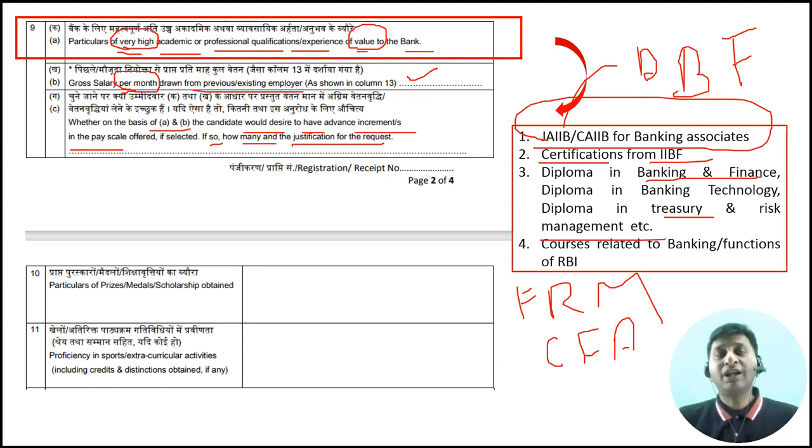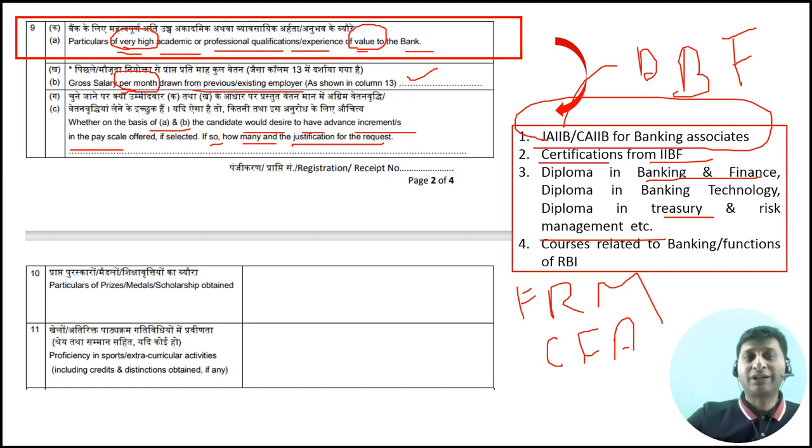So in point C, you can say that yes, I have very high qualification and I have been earning more than what RBI is offering. Then I want some advance increments to be given to me, and you can mention how many, how much increment you want, and what is the justification for this request. So you would have to give a detailed answer here.